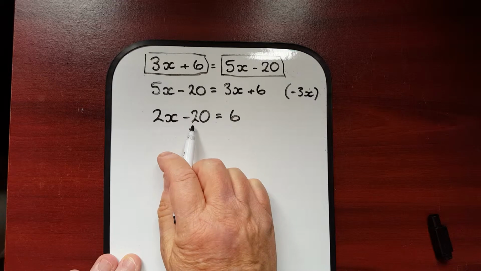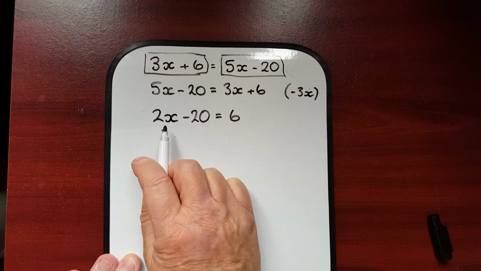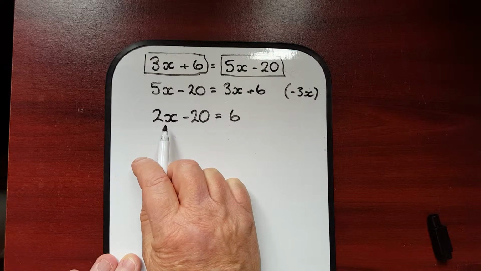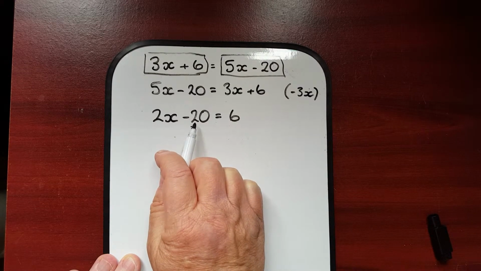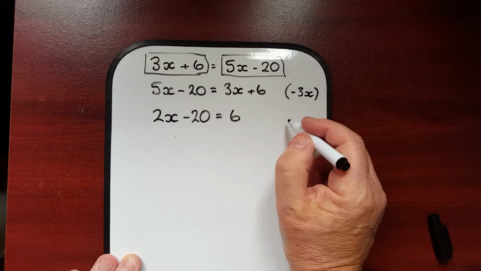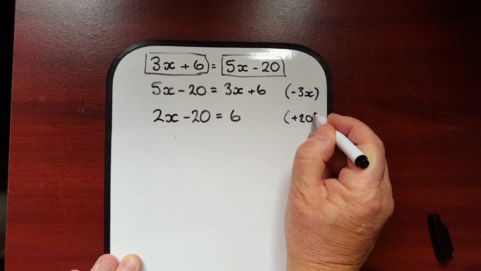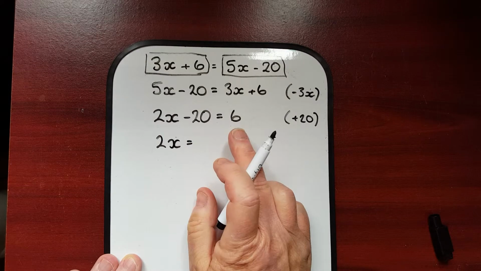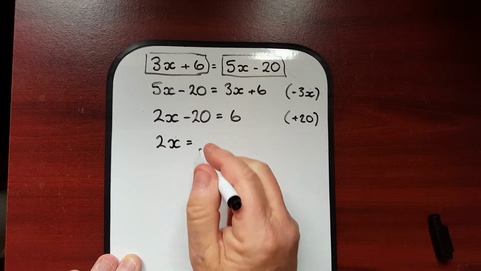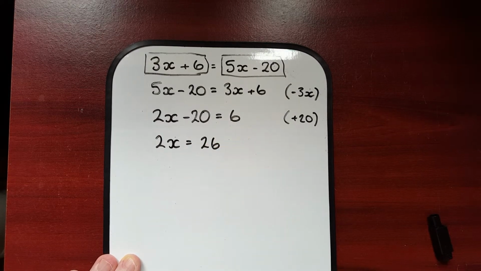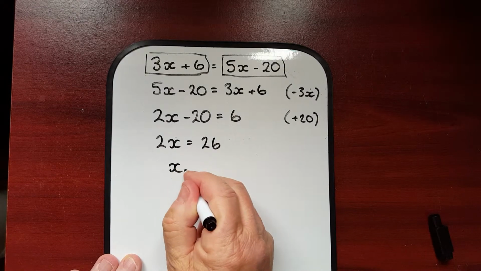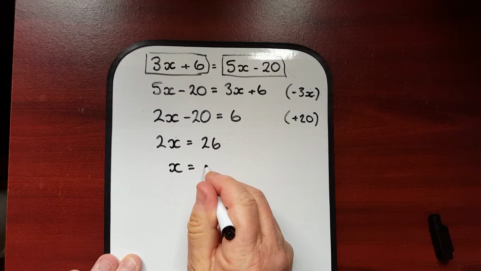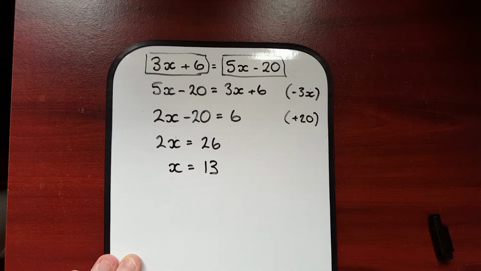Now we need to move that 20 over to the other side so that the x is left on its own and isolated. To move the minus 20 across the other side of the equals sign, it becomes a plus 20. So 2x equals 6 plus 20, 26. So a single x must be 26 divided by 2, which is 13.